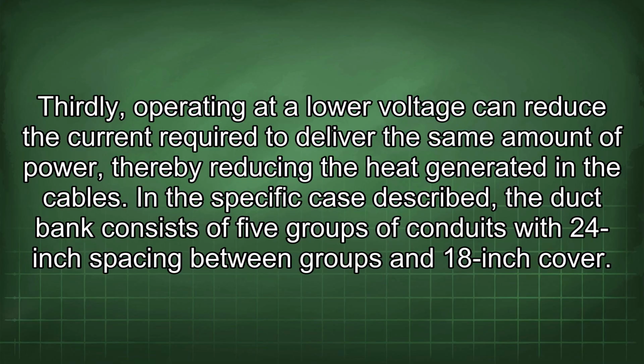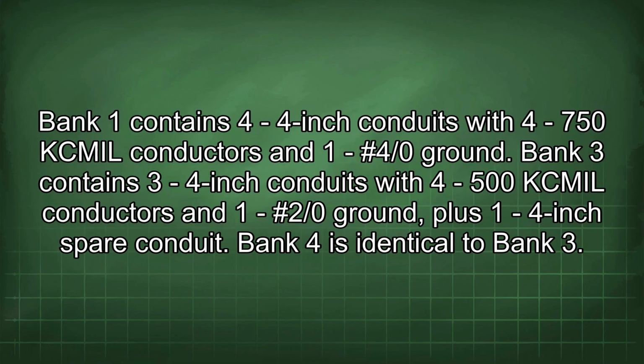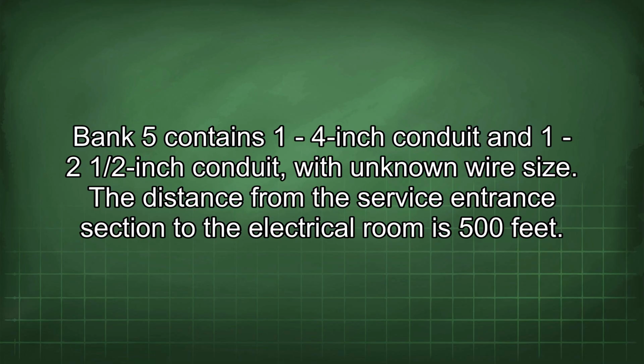In the specific case described, the duct bank consists of 5 groups of conduits with 24-inch spacing between groups and 18-inch cover. Bank 1 contains 4 4-inch conduits with 4 750 kcmil conductors and 1 #4/0 ground. Bank 3 contains 3 4-inch conduits with 4 500 kcmil conductors and 1 #2/0 ground, plus 1 4-inch spare conduit. Bank 4 is identical to Bank 3. Bank 5 contains 1 4-inch conduit and 1 1/2-inch conduit with a known wire size. The distance from the service entrance section to the electrical room is 500 feet.